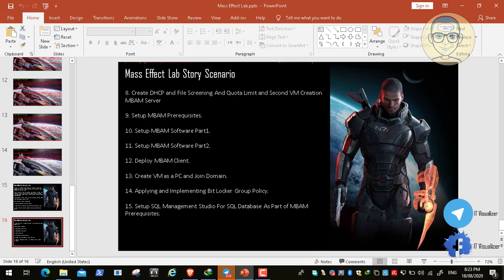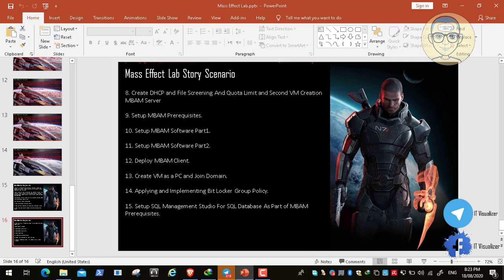We will see how this will be done, and then at the end we will create a virtual machine. It will be a Windows 10 workstation. It will join the domain, and we will see after that the different group policies and the different department shares and home user directories appear on this workstation that has joined the domain. Then we will begin applying different group policies, including the BitLocker group policy, and we will see how the BitLocker process will work.